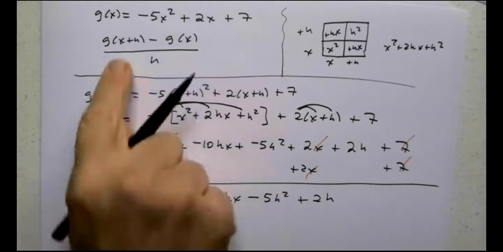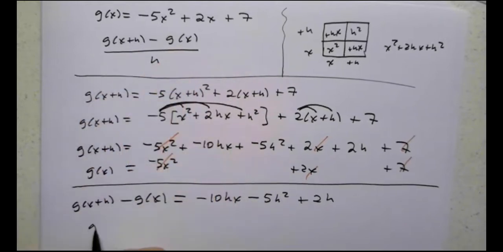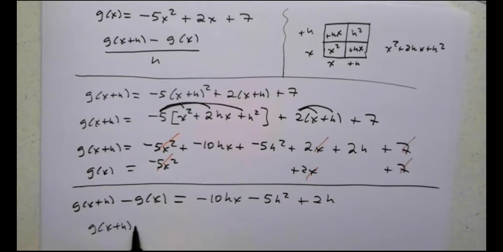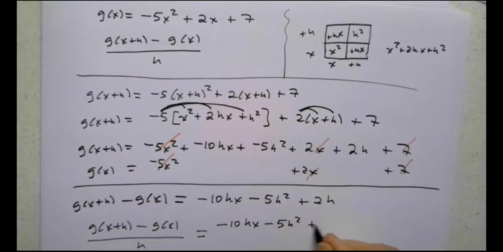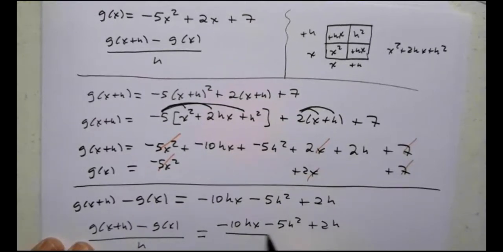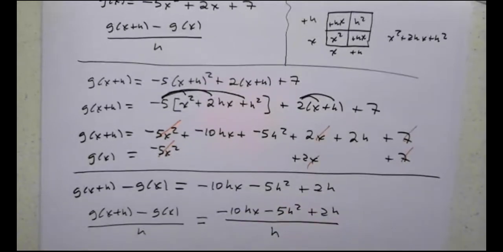And I want to take all of that divided by h. So my next line will be g of x plus h minus g of x, divided by h. So what do I get? I get negative 10hx minus 5h squared plus 2h, divided by h. Now what? Well, you can recognize that we can factor an h out of the top.